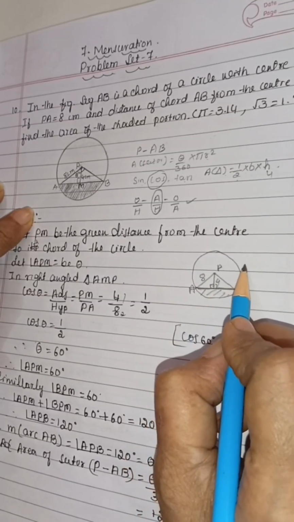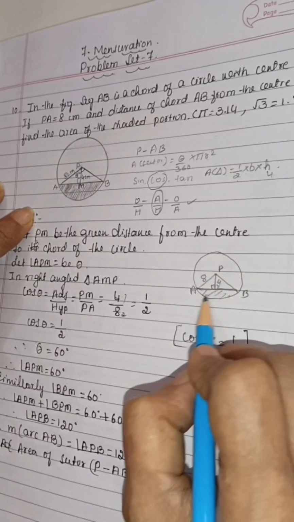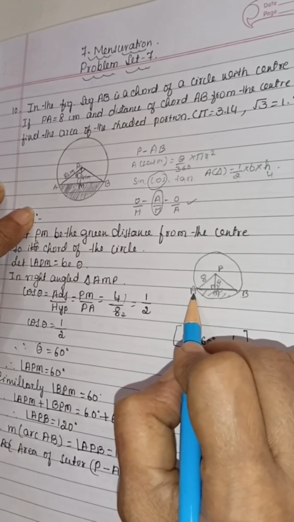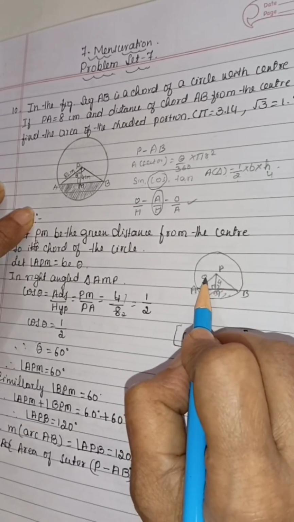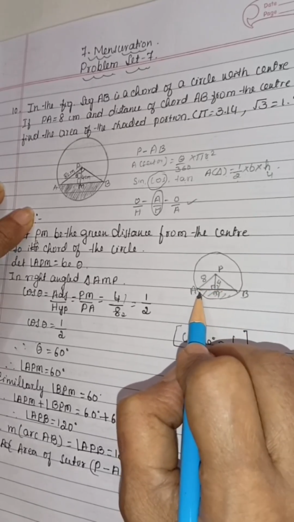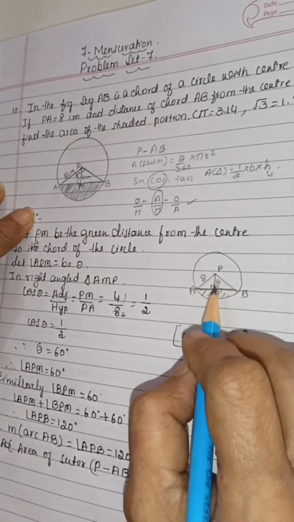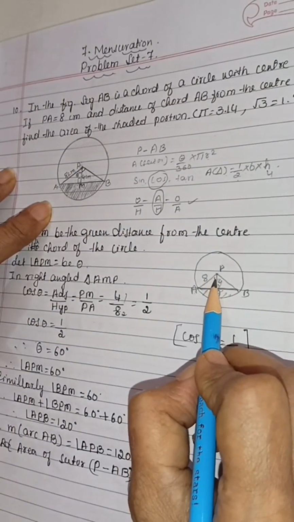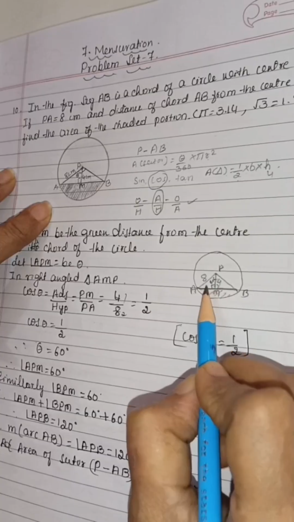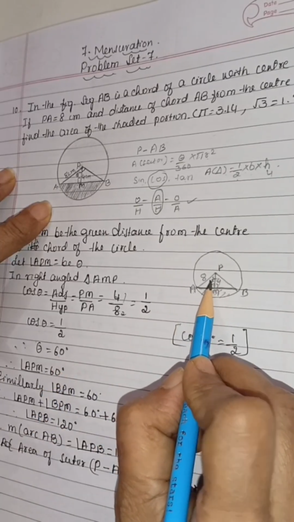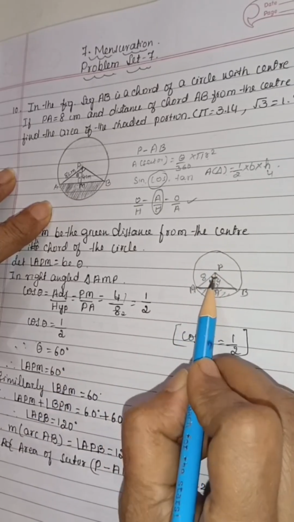What does the Pythagoras theorem say? AP square equal to PM square plus AM square. This is M. The square of the hypotenuse is equal to the sum of the squares of the remaining two sides. In that way also. Otherwise we can use theta. Theta is 60 degrees, we know. Angle APM is 60 degrees.